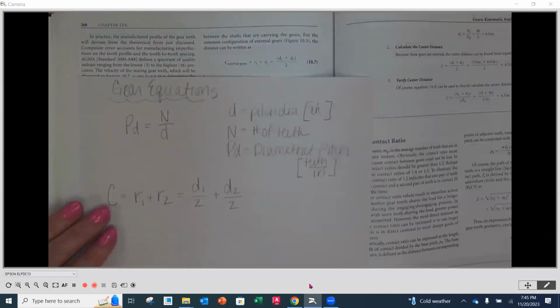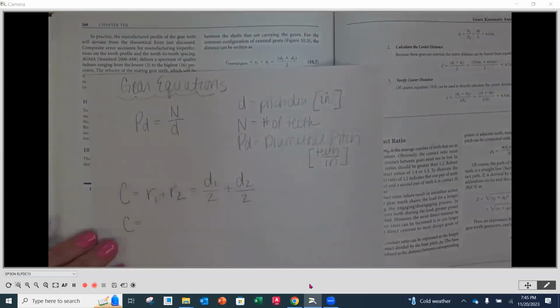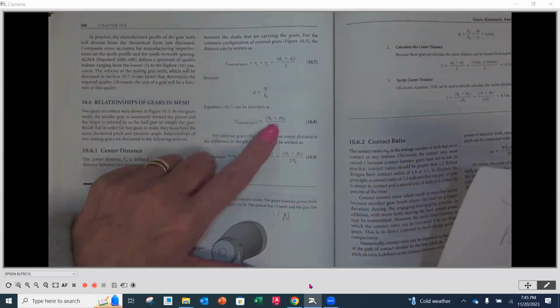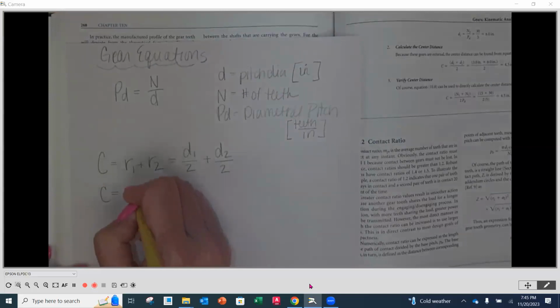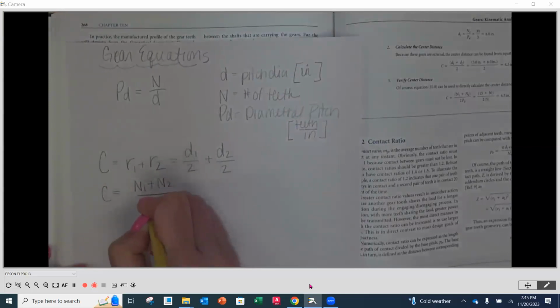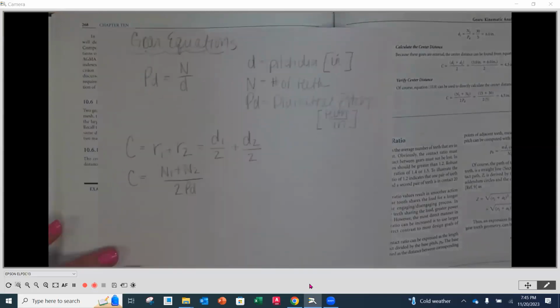So we can also say that center distance is equal to the number of teeth in 1 plus the number of teeth in 2, which is the pinion and the gear, divided by 2 times the diametral pitch. So N1 plus N2 divided by 2 times the diametral pitch.